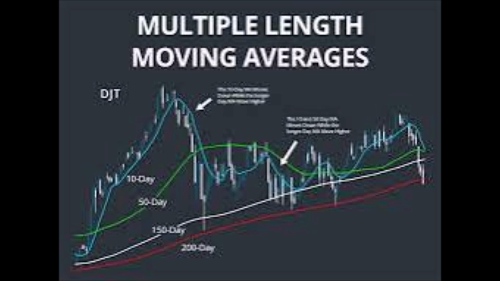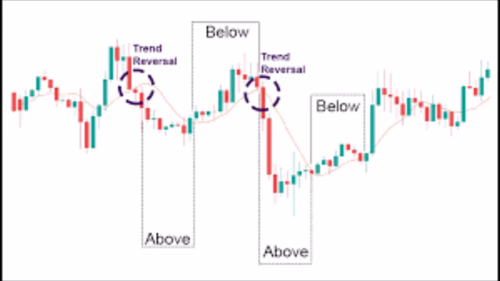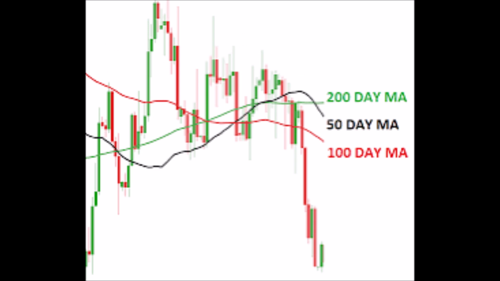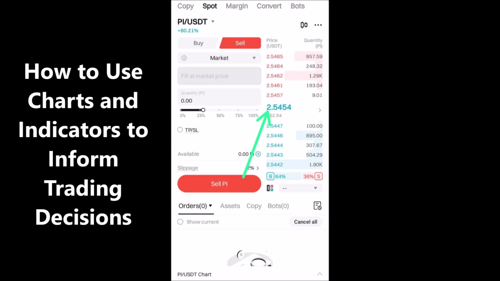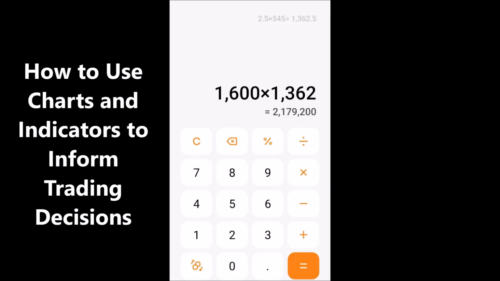RSI is a momentum oscillator that ranges from 0 to 100. It identifies overbought and oversold conditions. In the case of Pi coin that was launched last week, it was launched at $3.40. Then it dropped to $1.60. Then the same day, within 24 hours, it dropped to about 60 cents, and it ranged from 60 to 80 cents for a while. Now you can see from $3.40 to 60 cents, that means it has been oversold.